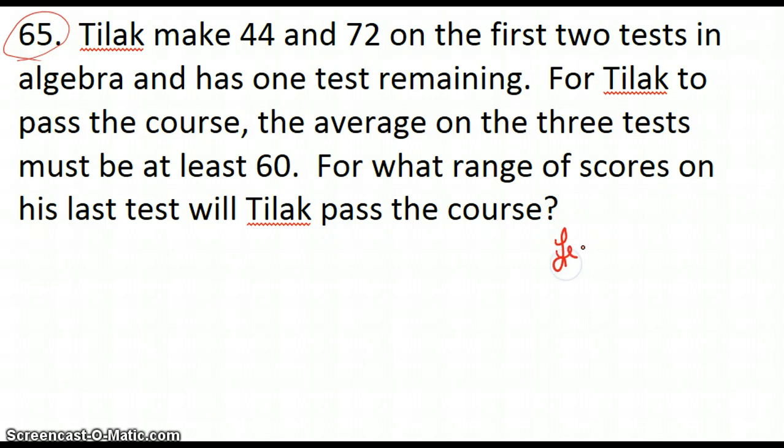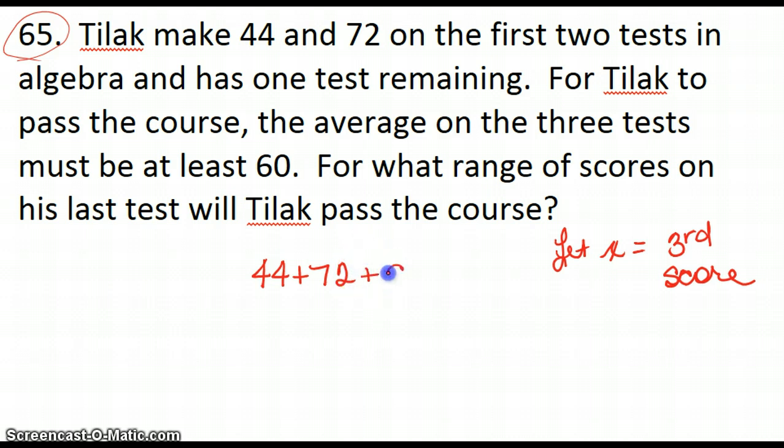So let's let X equal his third score. We're going to use the idea of averaging for this. So we have 44 plus 72. I think this is exactly the problem that was in the other chapter. Plus X, and we need to divide that by 3 because there are 1, 2, 3 tests. And we know we want this to be at least. So it could be 60. Now, that's not very high aspirations, but we want this to be greater than or equal to 60.